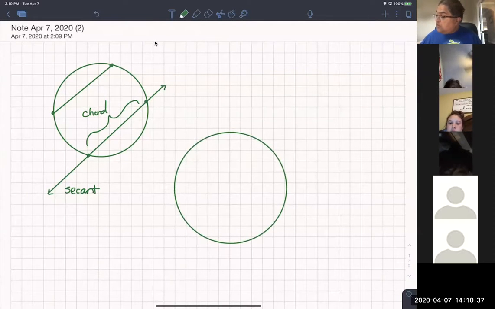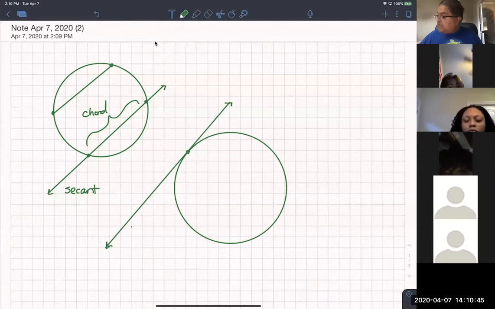Now, when you have a line outside the circle that doesn't cross it at 2 points, but only crosses at 1 point, that is known as a tangent. Okay. And this is pretty important.